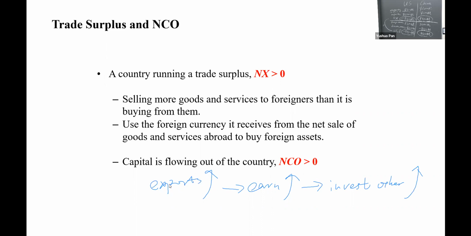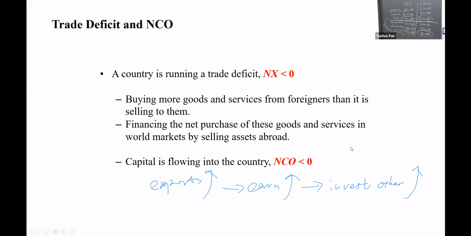So if you export more, which means your net exports go up, and you have money, you have to invest it, but you cannot invest it in the United States. In the United States, you have to use US dollars. So with the foreign currencies, you can only invest by buying their stocks and bonds, and then your net capital outflow will go up, because you, as a resident, hold more foreign assets. And this is the same for this one, but opposite.